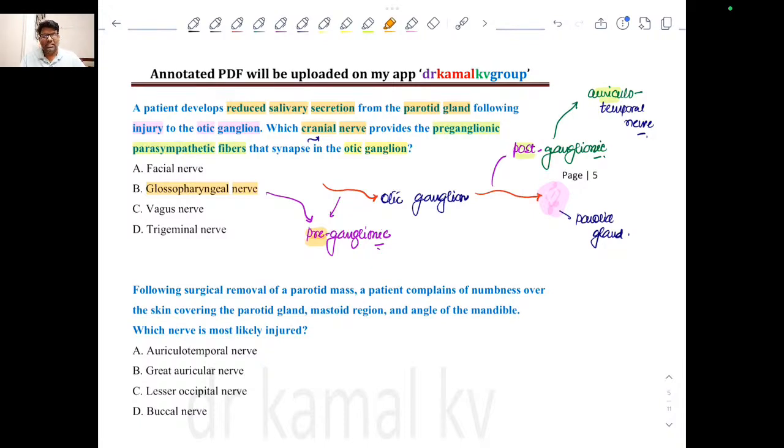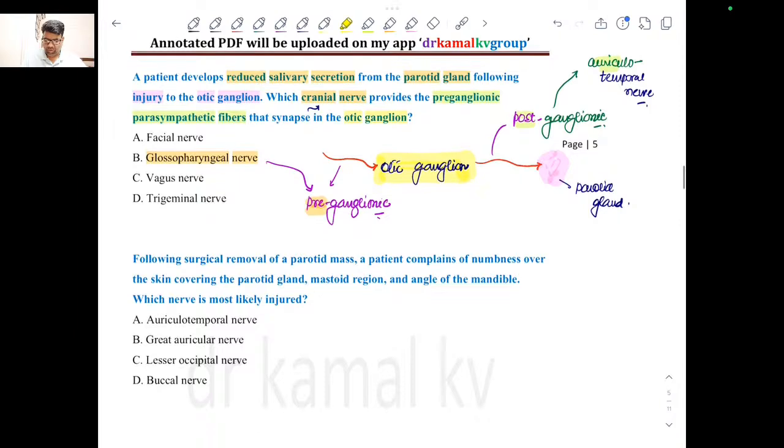So this is the glossopharyngeal nerve. Okay, so this is a slightly difficult question. This is from NEET PG, so no problem. So before the ganglion, ninth nerve; after the ganglion, auriculotemporal nerve. Okay, so please remember. Chalo.